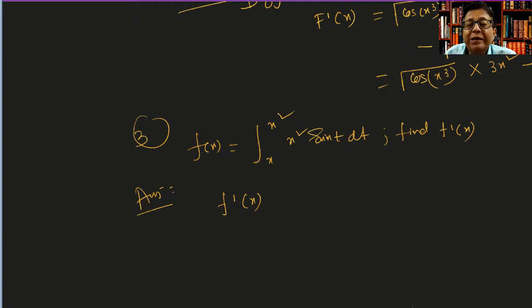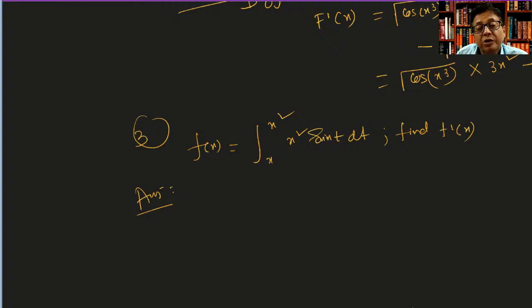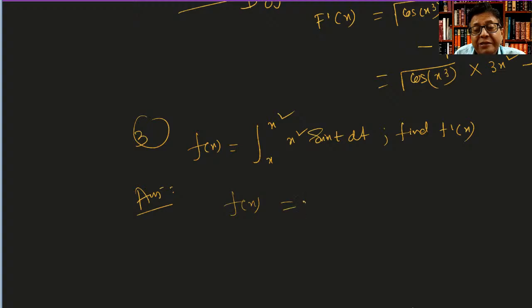Here x square will not be there inside because x square is a constant. Okay? x square is a constant in terms of that variable, sin t dt. t is the function over there. So you can easily keep x square outside. So rewrite f(x) here will be x square outside, integral from x to x square of sin t dt.